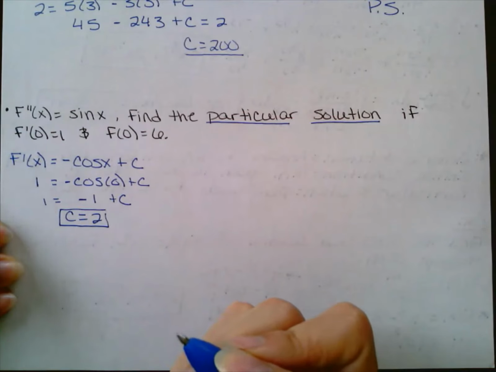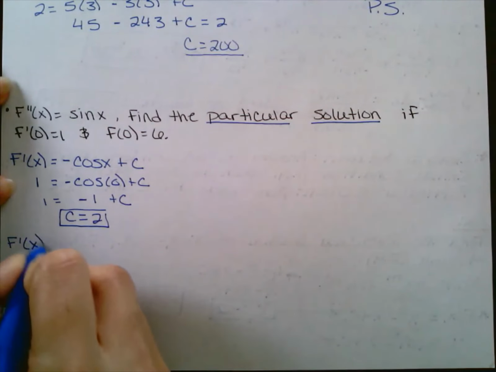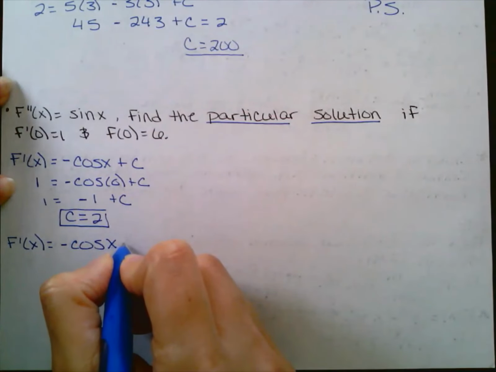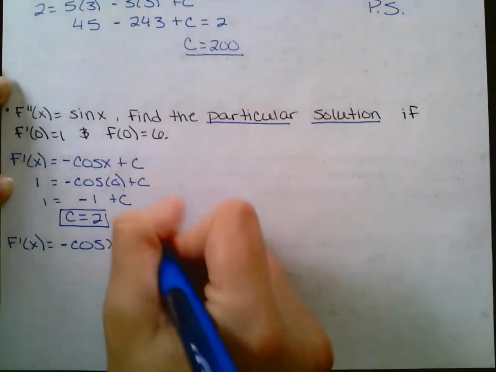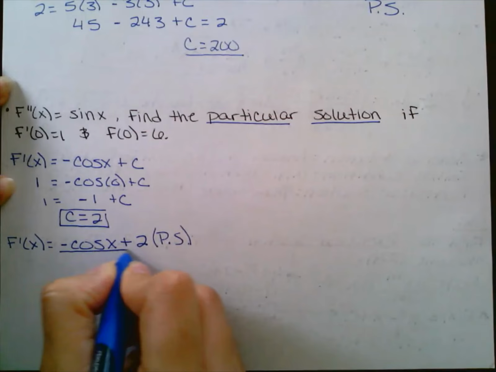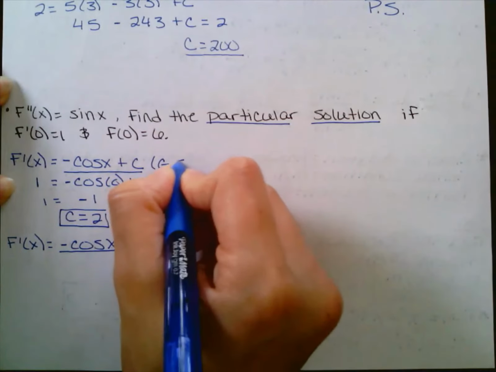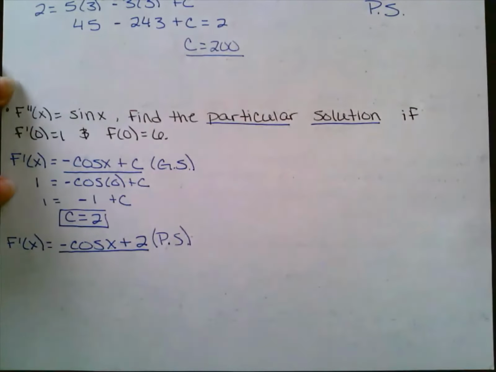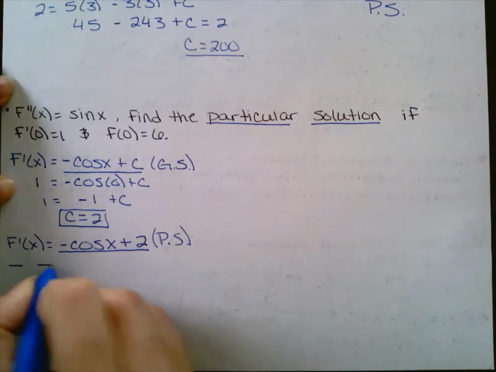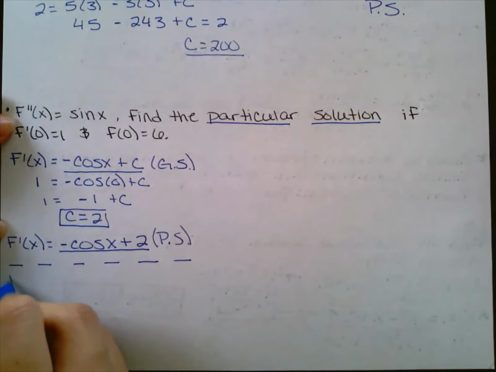Okay? Now I'm moving on to my next step. I'm going to plug that in. So I'm going to say f single prime equals a negative cosine of x. And instead of plus c, I'm going to put plus 2. Here is my first particular solution. Now, this was my general solution just for the sake of labeling things. And now we move on. Now we're going to do the whole thing all over again. So this was our answer for our first antiderivative. Let's move on. So from here, I'm going to go from f prime to f.